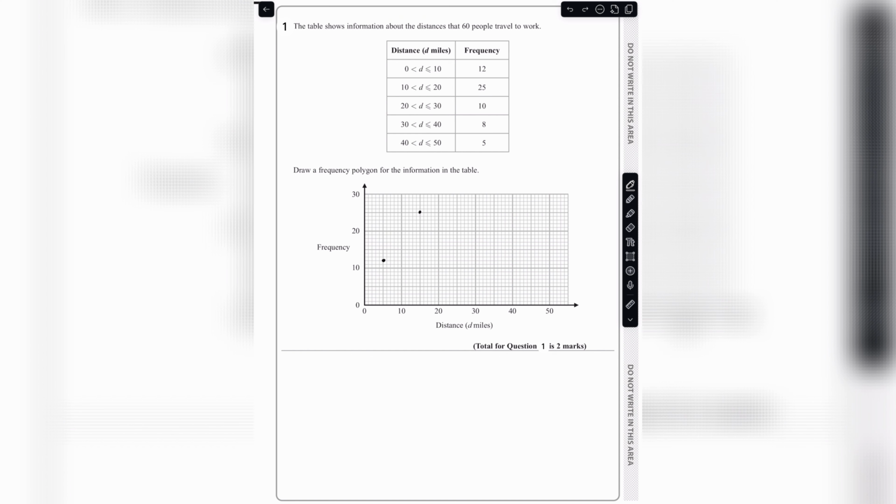And then (25, 10), which is here. And (35, 8), which is here. And then (45, 5), which is here. And then the final step is to join all these points. So we'll join the first 2 points, the next 2 points, the next 2 points, and the final 2 points. And that is the final answer.